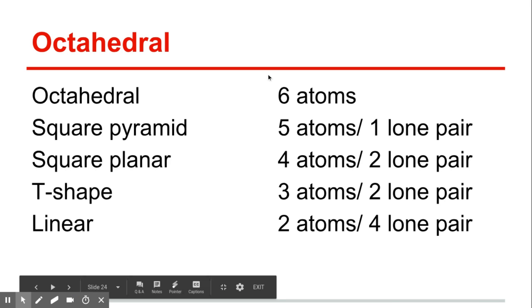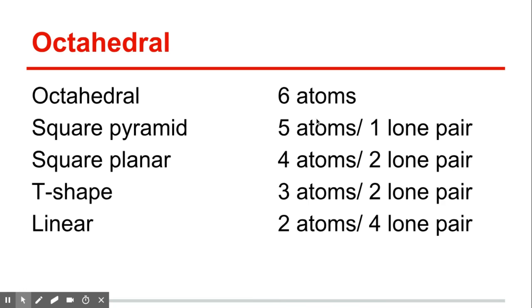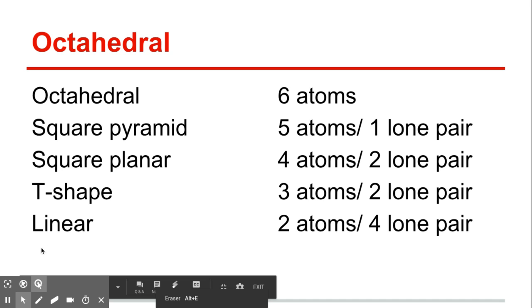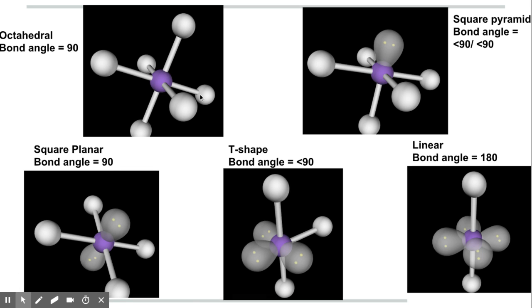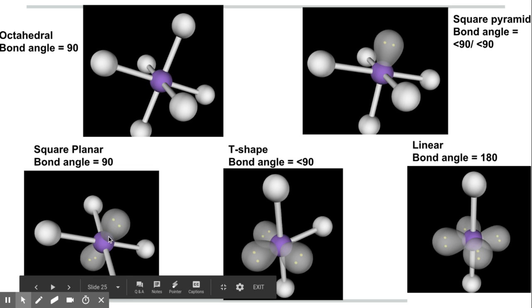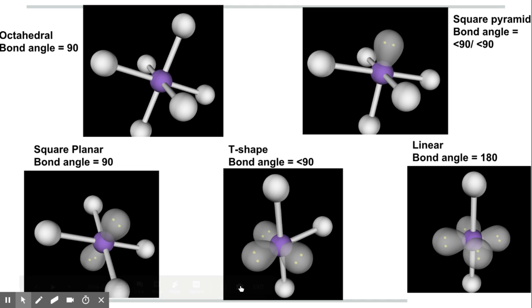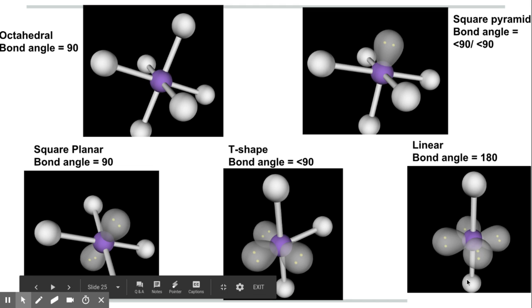Finally, we have octahedral, 6 atoms. Every time you take away a bonding pair and replace it with a lone pair, you get a different molecular geometry. Square pyramid, square planar, T-shape, and linear. So here's our octahedral with 6 bonds around it. Here's our square pyramid where we now have 5 bonds and 1 lone pair. Square planar is 4 bonds and 2 lone pairs. T-shape is 3 bonds and 3 lone pairs. And linear is 2 bonding and 4 lone pairs.